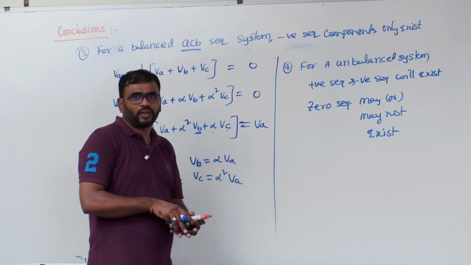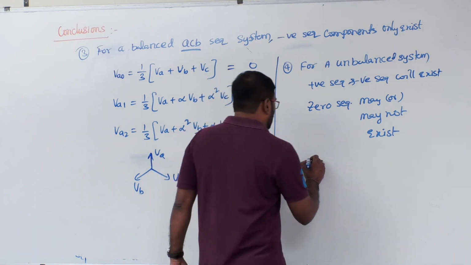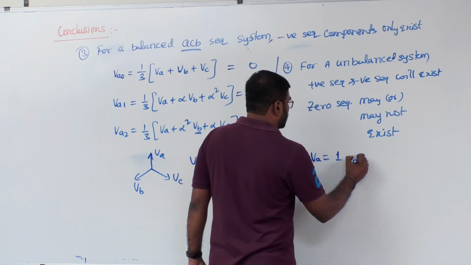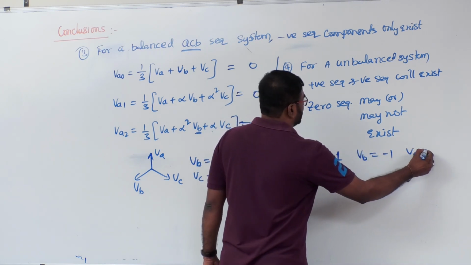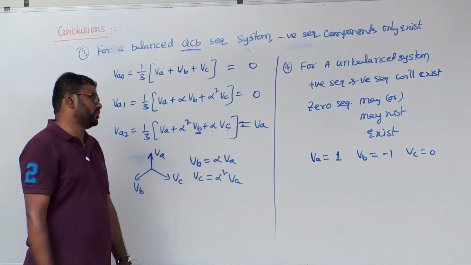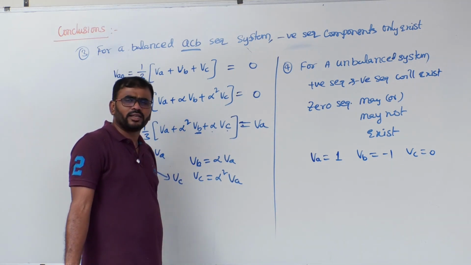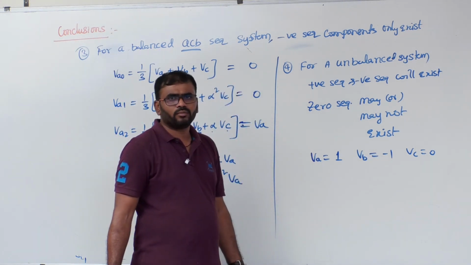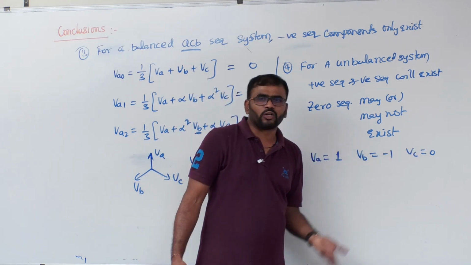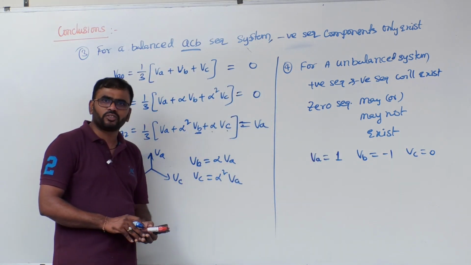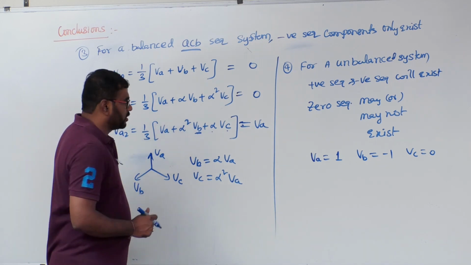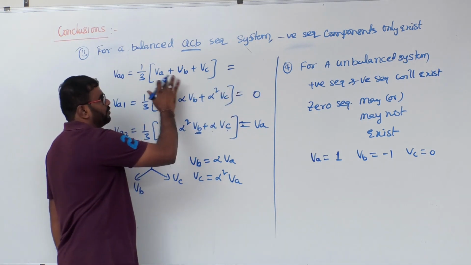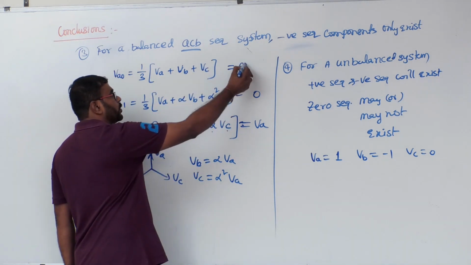For example, let's say I write VA is 1, VB is -1, VC is 0. Tell me, is it a balanced system or an unbalanced system? 100% it is an unbalanced system. Why? The VA, VB, VC magnitudes are not the same, and the phase displacement is not 120 degrees. Directly you can say it is an unbalanced system. Clear? But check. If you use this equation, what is VA0? One by three times VA plus VB plus VC. What can I write? 0.